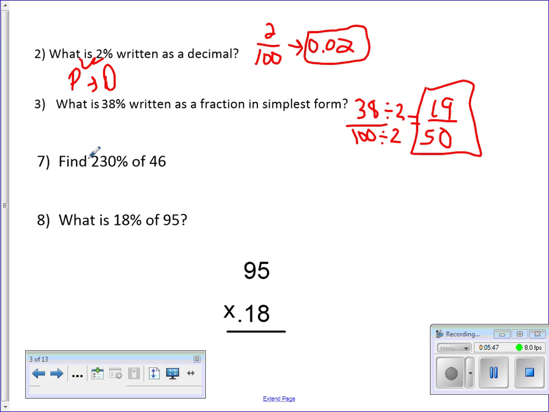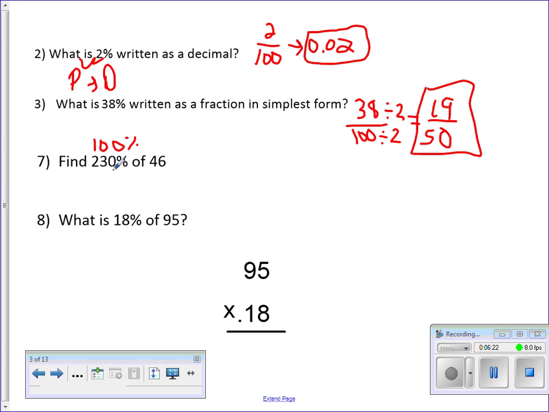Number 7, find 230% of 46. Estimating wise, 230% is a big percentage. What's 100% of 46? Well, 100% is all. So 100% of 46 is 46. If I want to find 230%, my answer should be much bigger than 46. And it's going to be bigger than 46 twice.